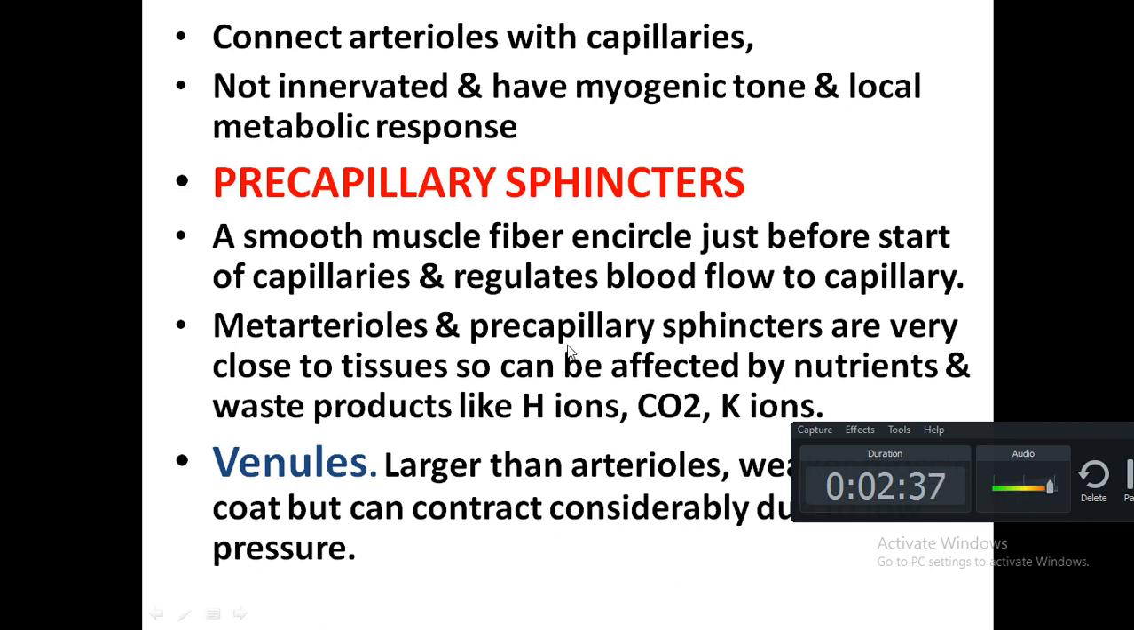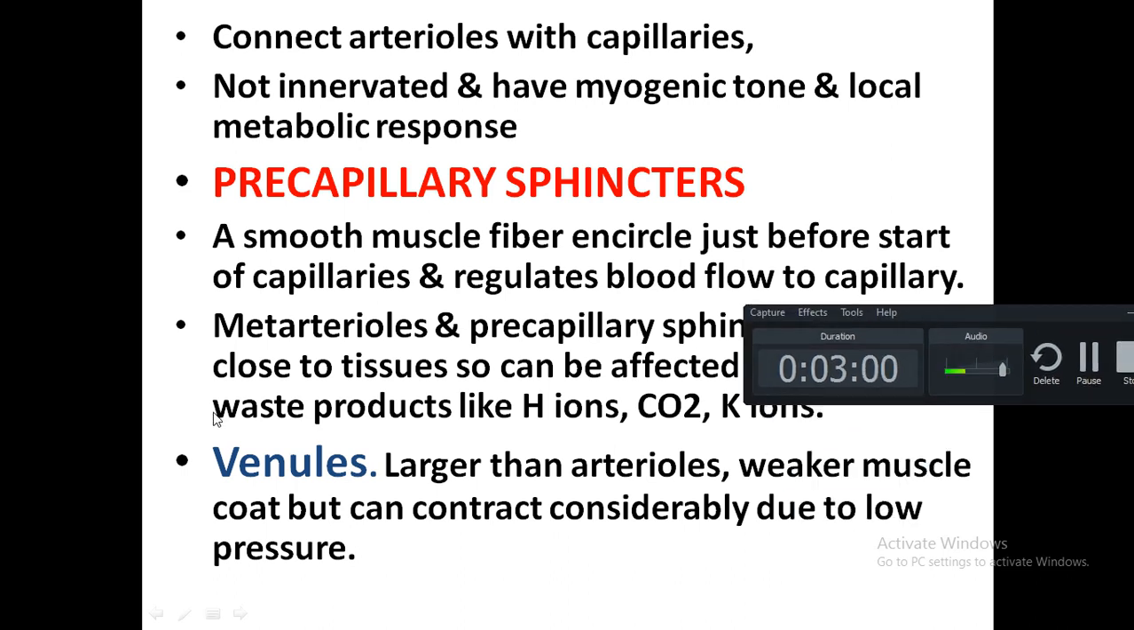Metarterioles and the precapillary sphincters are very close to the tissues, so that there is an easy exchange of nutrients and the waste products like hydrogen ions, carbon dioxide, and potassium ions, and other ions, or the nutrients, for example vitamins, minerals, etc., from the circulation into the interstitial space. Then the venules, they are larger than the arterioles, and their muscular wall is much weaker as compared to their corresponding arterioles, and they still can contract because of the presence of smooth muscles in their walls.